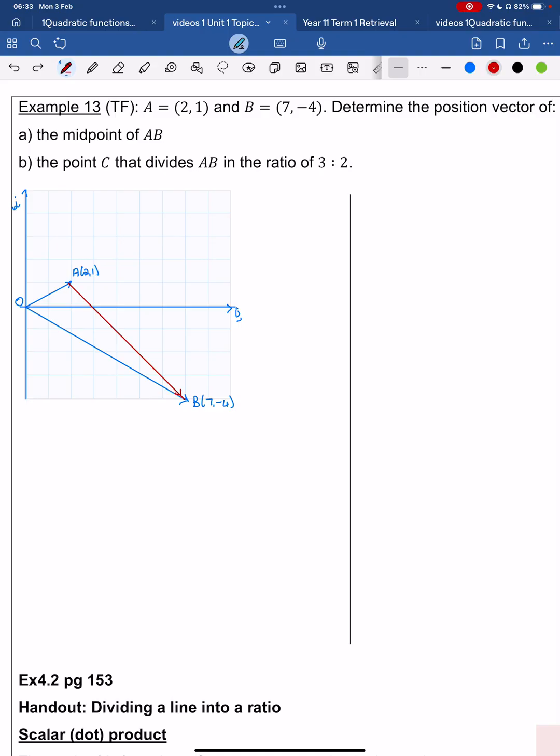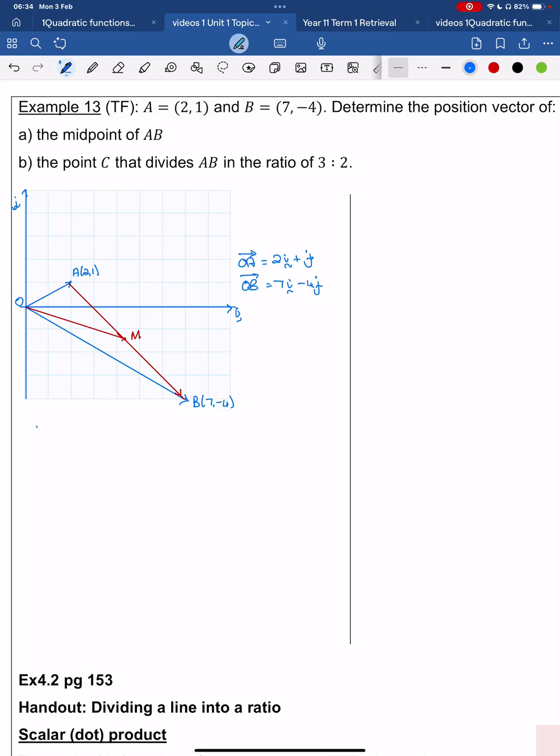So the midpoint will be someplace in the middle of this line. Let's just mark it over there. That looks about right. And so what we're looking for is the vector OM. All right. So what we've been given is that our vector OA, we can write that in component form. So 2i plus j, and our vector OB is going to be 7i minus 4j.